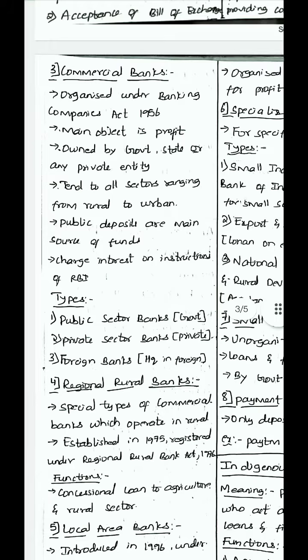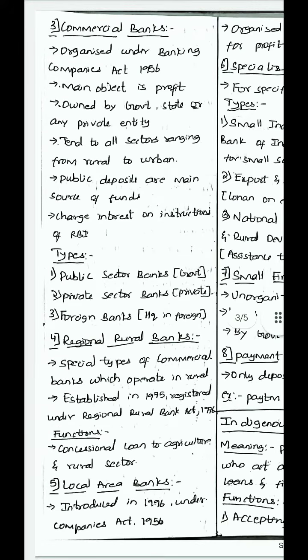The next is commercial banks. They are organized under Banking Companies Act 1956. Their main object is profit. They are owned by government, state or any private entity. They tend to all sectors ranging from rural to urban, and public deposits are the main source of funds for these commercial banks. Commercial banks can charge interest only on the instructions of RBI.